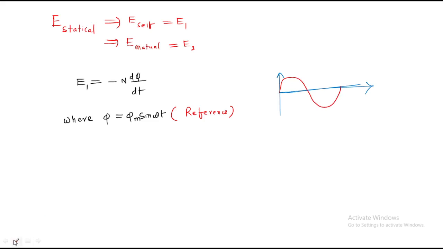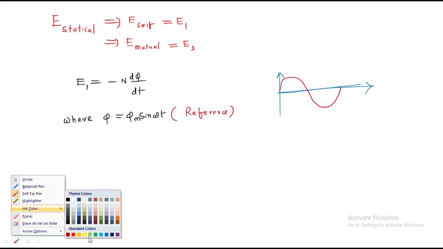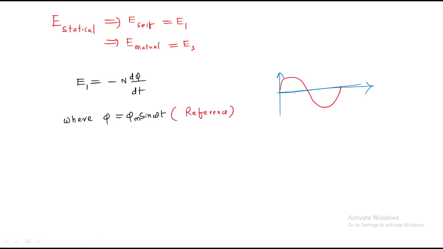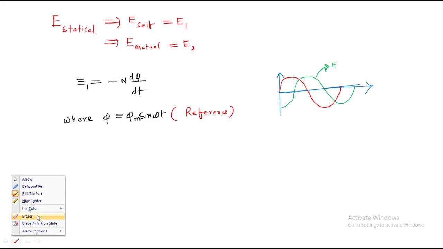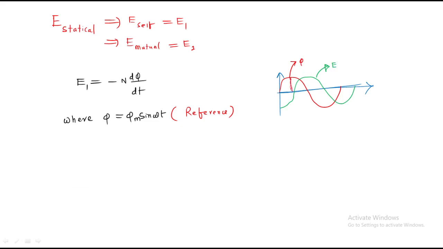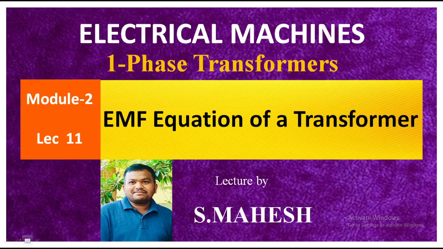Flux is taken as reference. So obviously EMF lags flux by 90 degrees, right? From this position to this position, this is the EMF, and this is the flux. When flux is 0, the EMF is maximum. This is the waveform for this equation, where I have taken flux as reference.